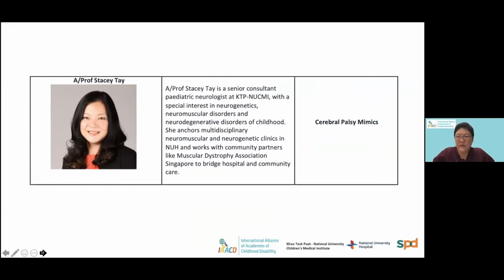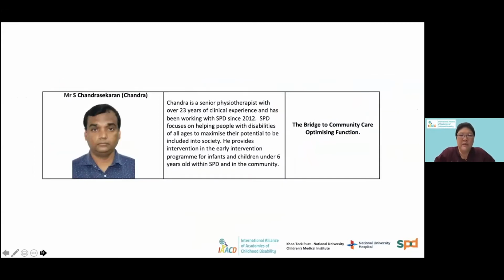Our speakers for the session are Associate Prof. Stacey Tay, who is a Senior Consultant Pediatric Neurologist at KTP and UCMI, with a special interest in neurogenetics, neuromuscular disorders, and neurodegenerative disorders of childhood. She will be followed by Mr. Chandra, who is a Senior Physiotherapist at the SPD and has been there since 2012. He provides intervention in early intervention for infants and children under the age of 6.